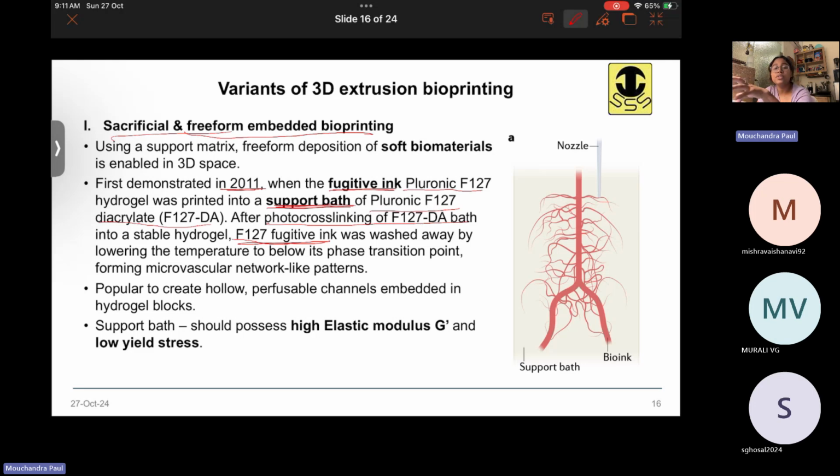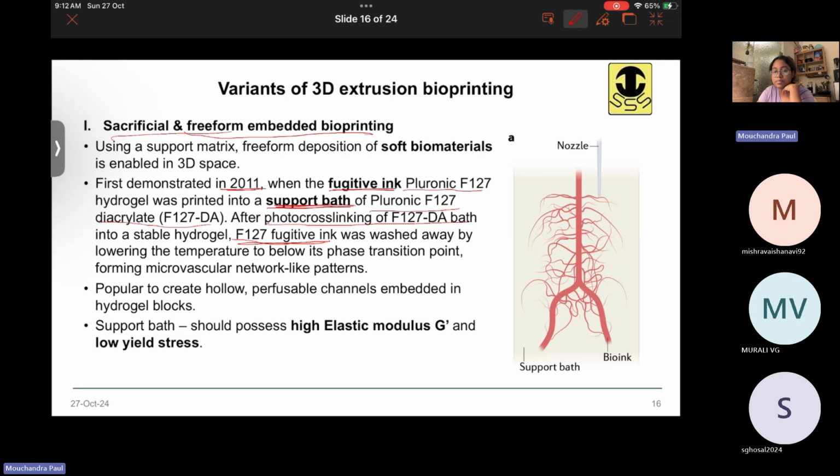And how did they wash it away? They simply kept the system at 4 degrees Celsius. It became a liquid, okay, and then they washed with cold water or something like that. So the ink just washed away. And what you get as a result is some empty channels or empty structure inside in 3D space. Okay, so this technique was a demonstration as a proof of concept for sacrificial freeform embedded bioprinting.